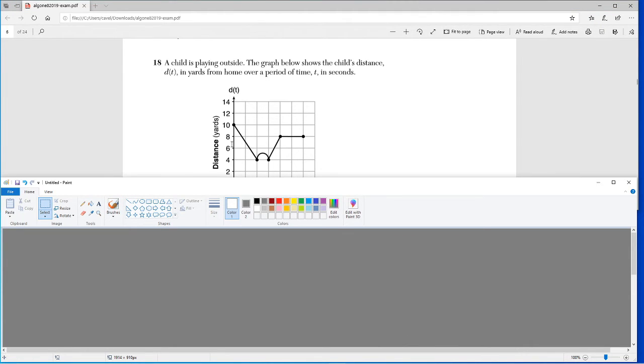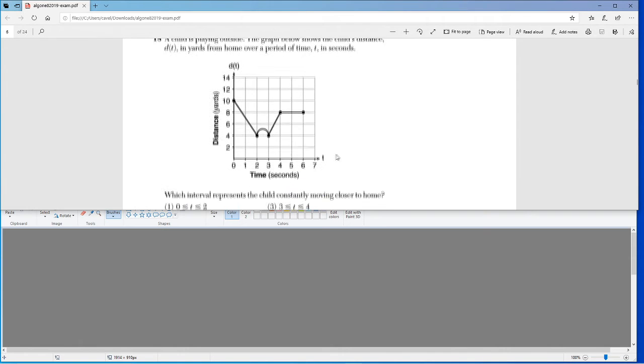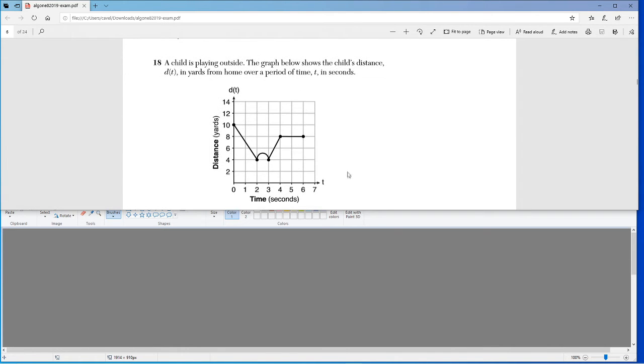A child's playing outside. The graph below shows the child's distance d of t in yards from home over a period of time t in seconds. As you can see, as time goes by, the child is getting closer and closer. Between 2 and 3, they're basically walking around, looking farther, and coming back. Here they are going away.